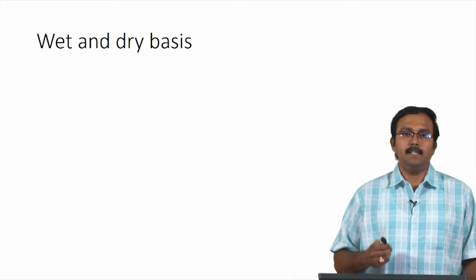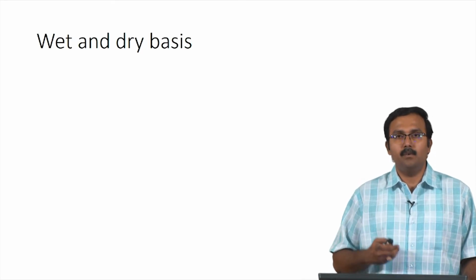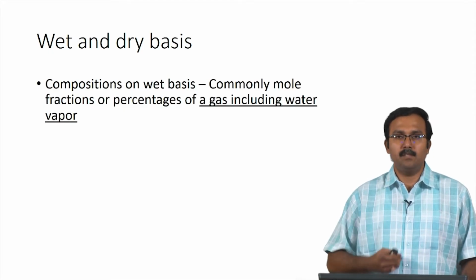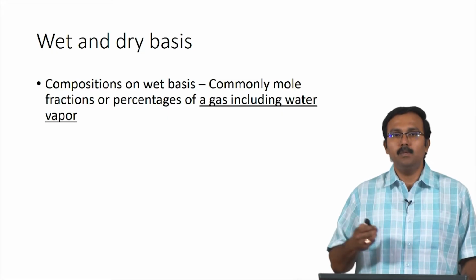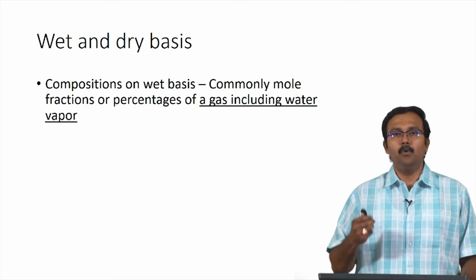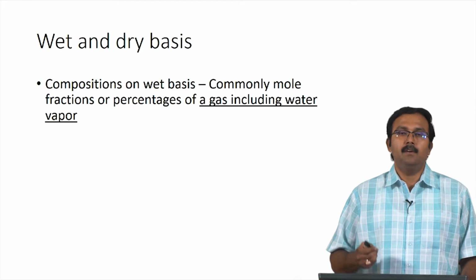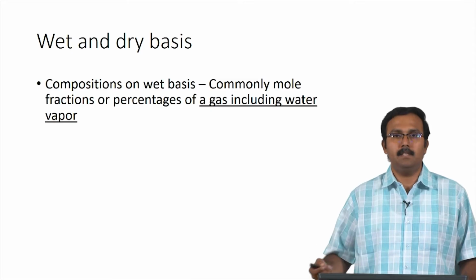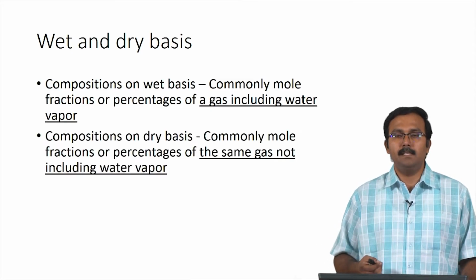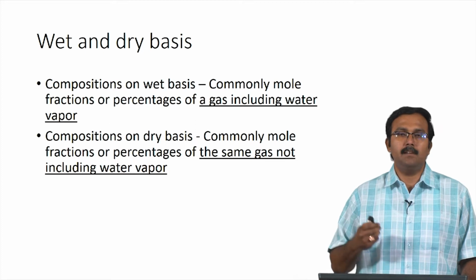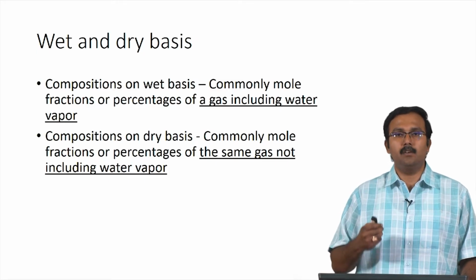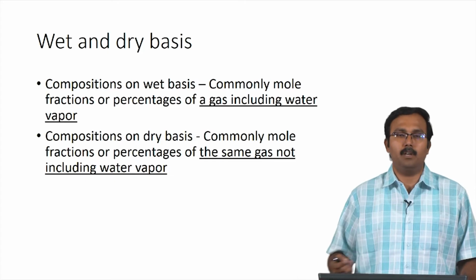So, we also mentioned wet and dry basis when we looked at this. What do we mean by this? Wet basis is basically composition of a gas which is leaving the system, which includes water vapor. So, usually mole fractions or mole percentages are given. So, the total number of moles includes the number of moles of water vapor which is leaving the system. You also have dry basis, in which the compositions are given as mole fractions or mole percentages, where the same gas is accounted for. However, the total moles does not account for the moles of water vapor.